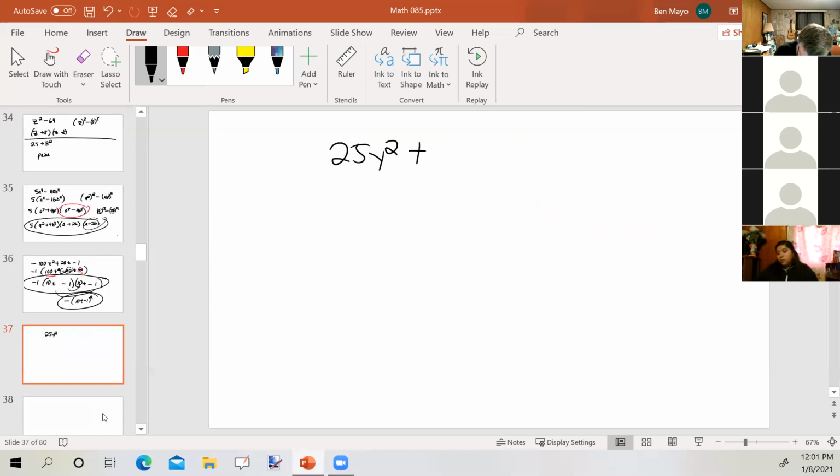25y squared plus 16. That's a binomial. There's no greatest common factor. It's not the difference of two squares. It's the sum of two squares, but there's nothing I can do. So that is prime.